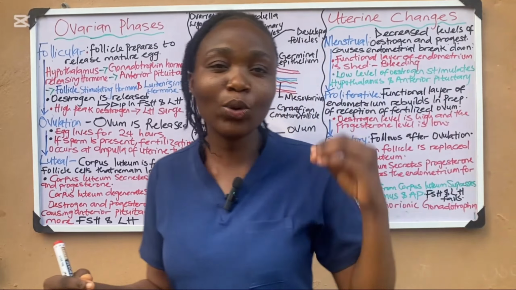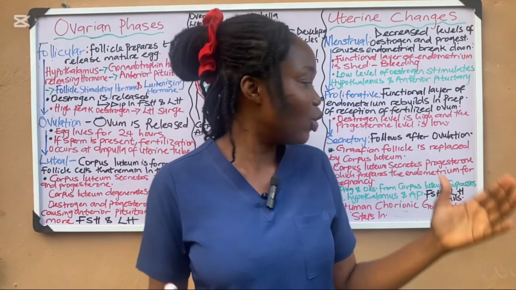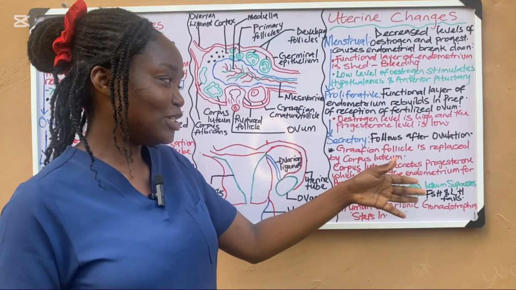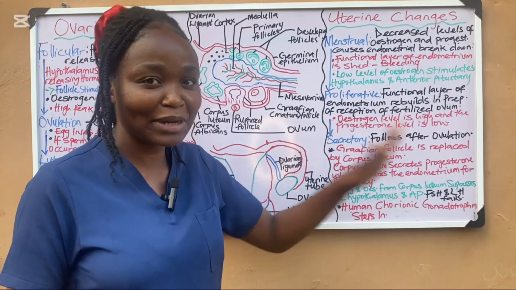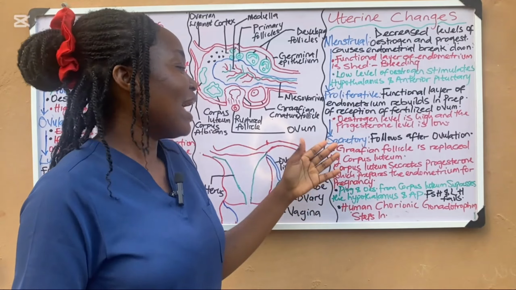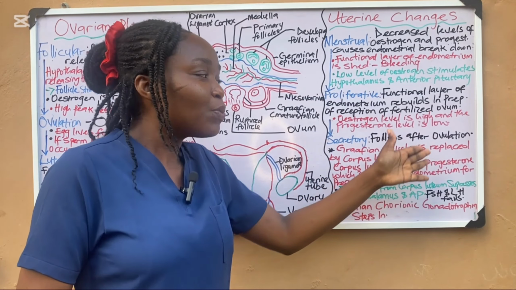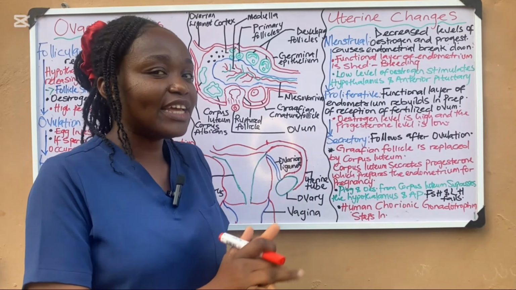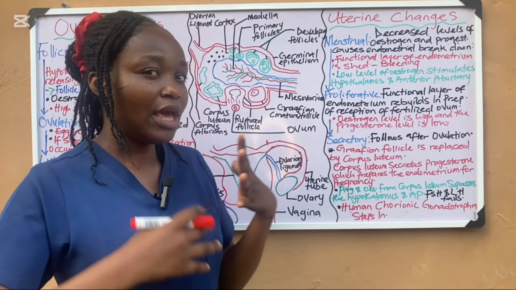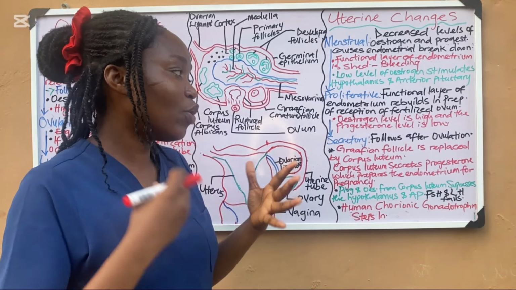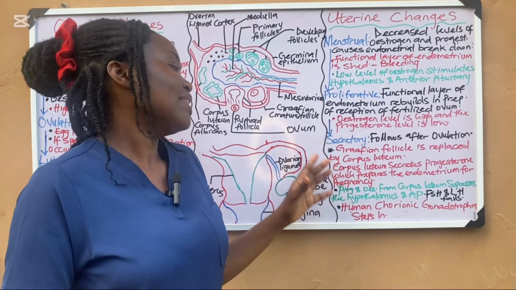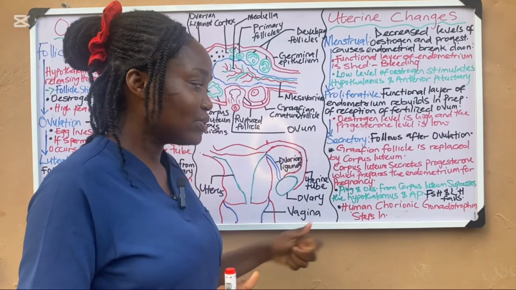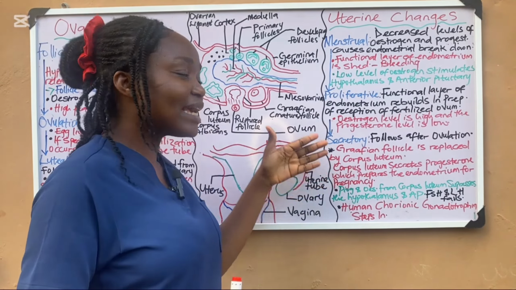Now let's look at how the luteal phase overlaps with the secretory phase. After the process of ovulation, the Graafian follicle is replaced by the corpus luteum, which we just talked about, and the corpus luteum secretes progesterone, which prepares the endometrium for pregnancy. So you see the endometrium is getting prepared for pregnancy by the secretion of estrogen and progesterone. Now, the progesterone and the estrogen from the corpus luteum suppress the hypothalamus and anterior pituitary.